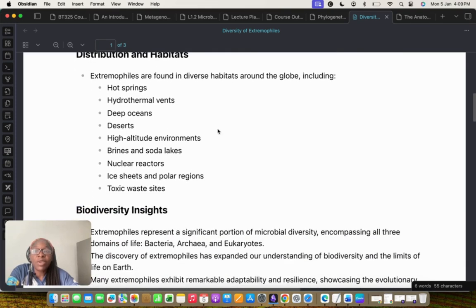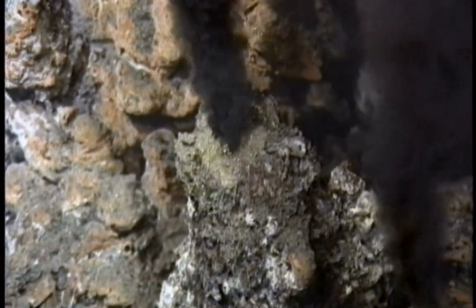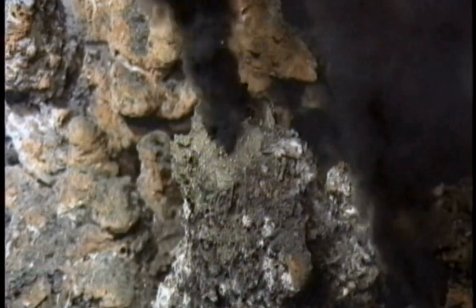And these are the environments where you're going to find them. So you're going to find them in places where when you walk past or go there, you think there's nothing. So places like hot springs, especially if it's very hot, you think there's nothing growing there, or hydrothermal vents, which are in the bottom of the sea, or in the deep oceans where the pressure is so much and it's so dark, you wonder how anything will survive.